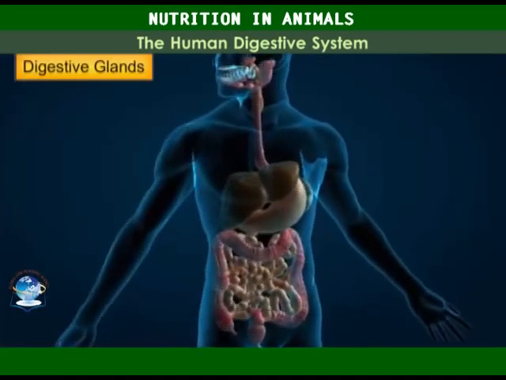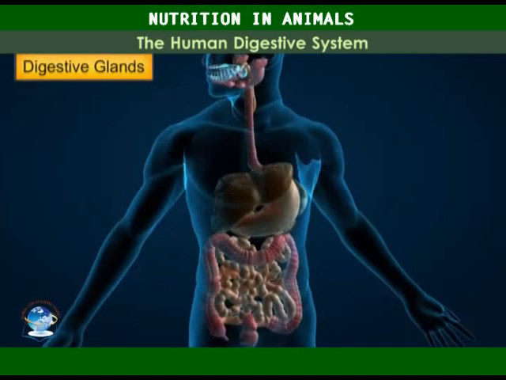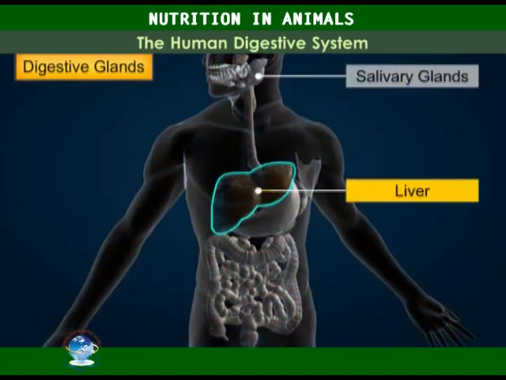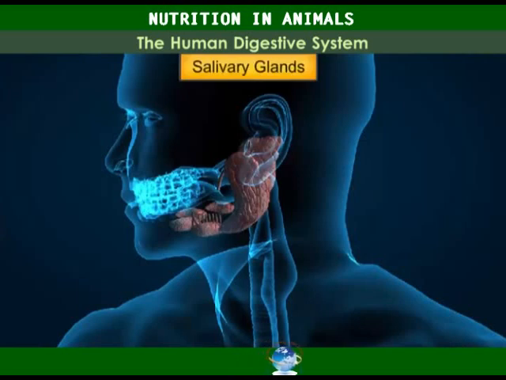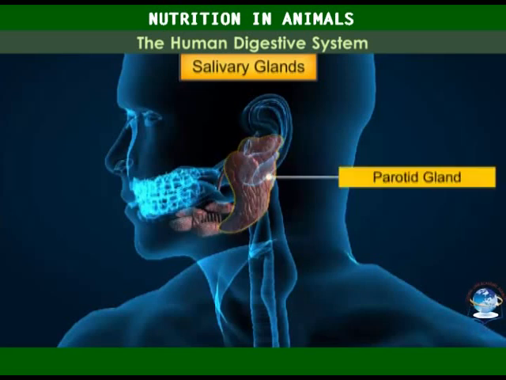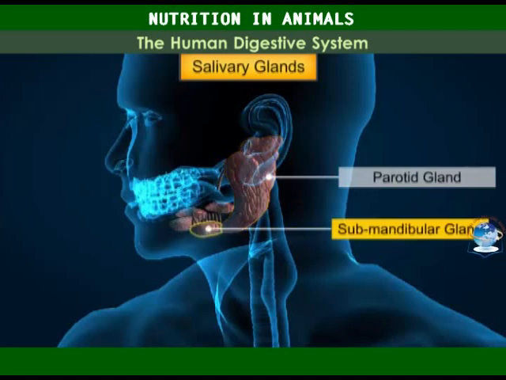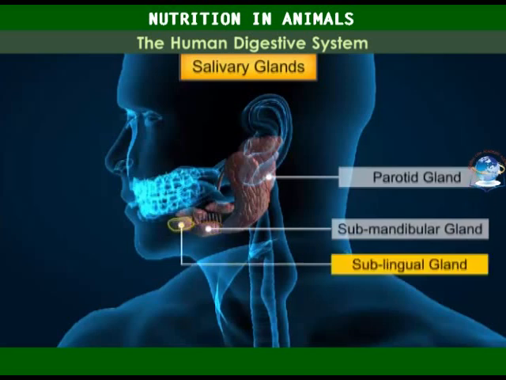Apart from the alimentary canal, the digestive system also consists of the salivary glands, liver, and the pancreas, which are collectively known as the digestive glands. The salivary glands, located just outside the buccal cavity, secrete saliva into the cavity. There are three pairs of salivary glands: the parotid gland located in the cheek, the submandibular gland located in the lower jaw, and the sublingual gland located below the tongue.